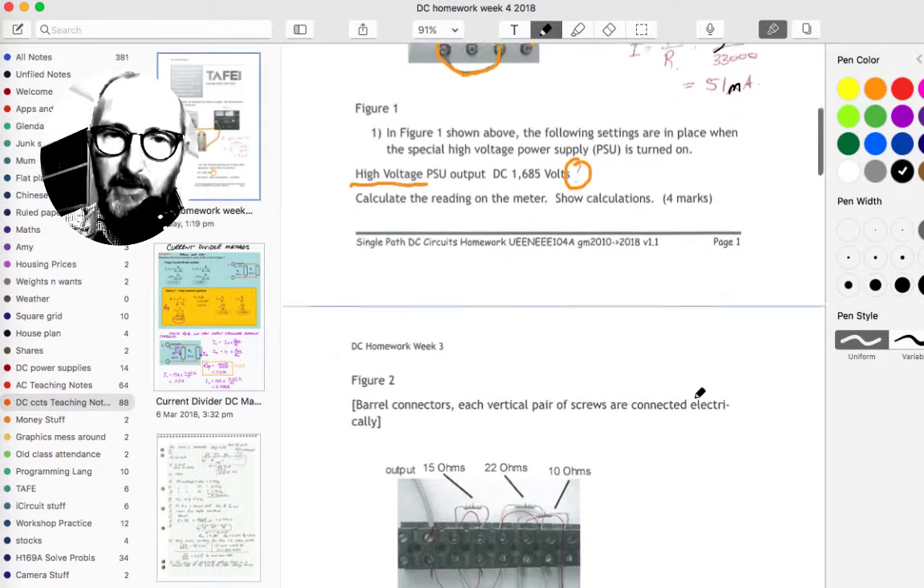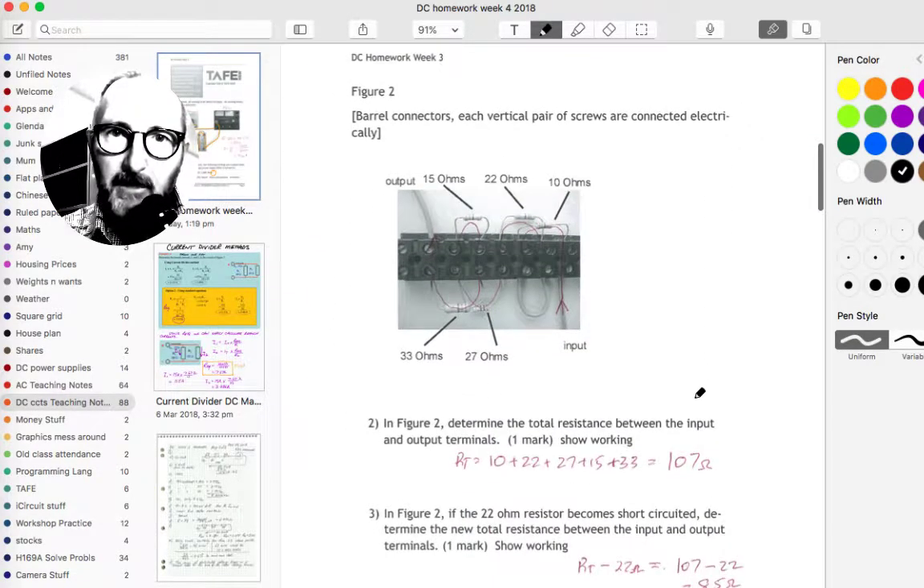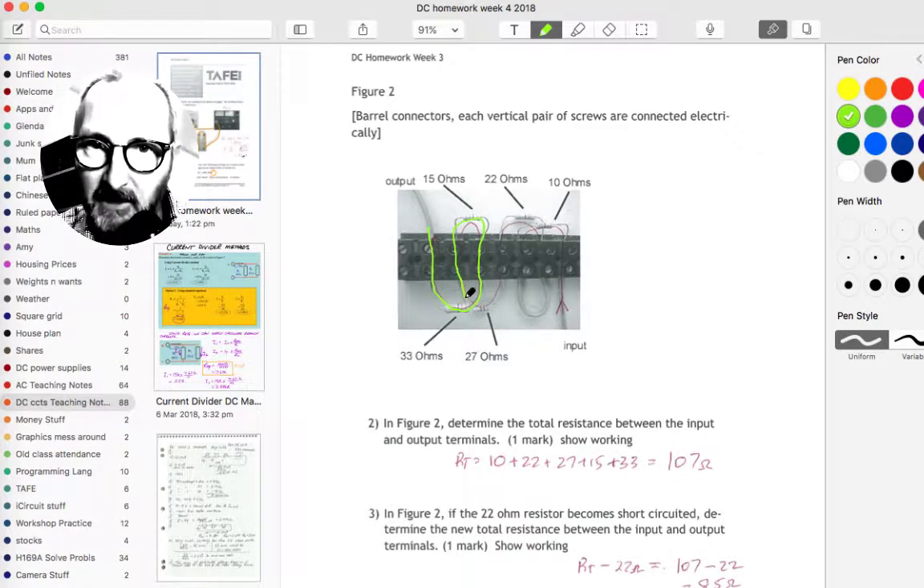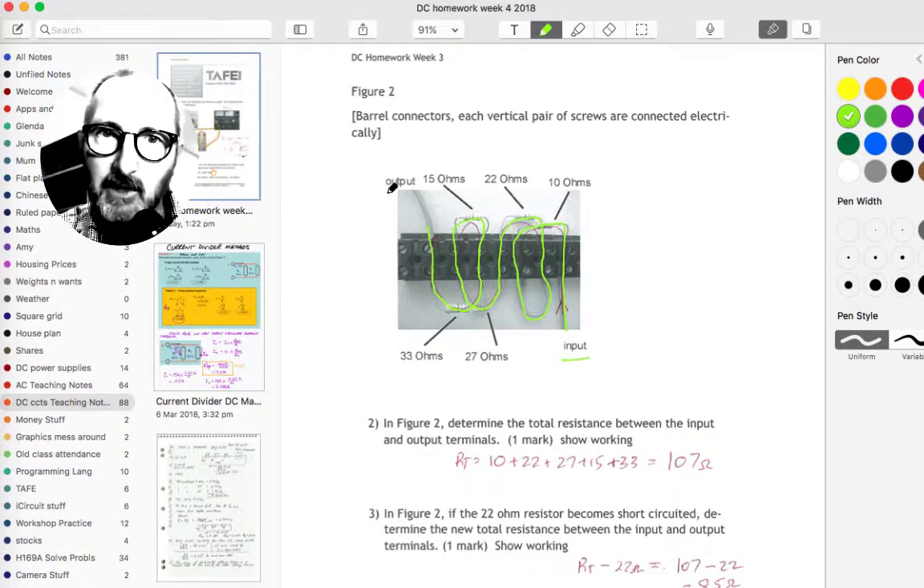Continuing on to the next question. This is a very common barrel connector used in the electrical and electronics industry. And again, you can see here what my colleague has done. Through that first resistor, up through the barrel connector, through the second resistor, back down and comes out through another resistor, and then up through there and down there, and oh, isn't this fun? Up through there and down through the last resistor, and that actually is the input, and there is the output.